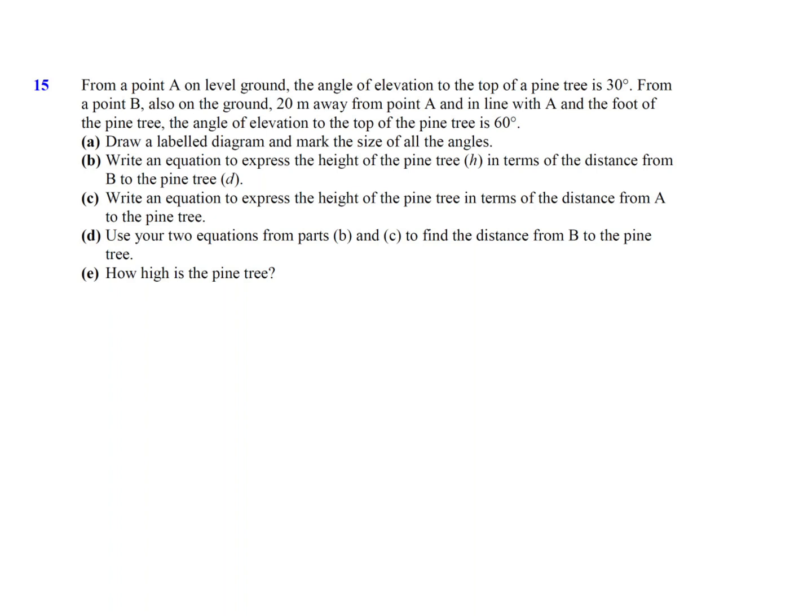Now the first thing to note is as you get closer to something, the angle of elevation will increase. Thus, point A is further away from the base of the tree than point B. Part A is about drawing a labeled diagram and marking the size of all the angles. So in part A, that's 90 degrees, and that's where X, which is the height of the pine tree.